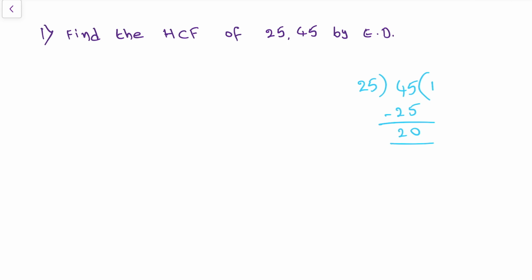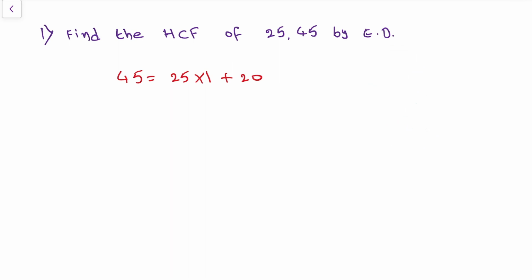So write this in the form of A equals BQ plus R. That is nothing but dividend equals divisor into quotient plus remainder. Now again from this step pick the remainder and divisor, and do the division, 20 and 25. 20 ones are 20. 25 minus 25.